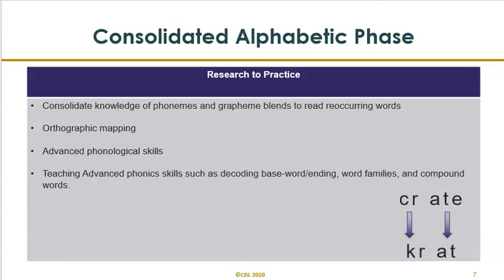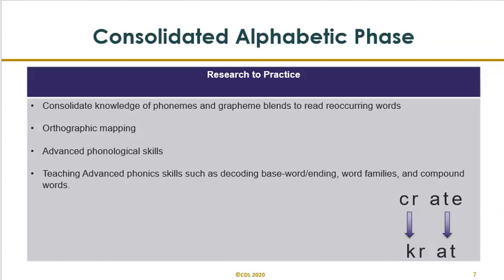In the consolidated alphabetic phase, this is where you consolidate knowledge of phonemes and graphemes to blend and read reoccurring words. This is where students are getting strong in orthographic mapping, where they're really digging into advanced phonological skills. And this is where a teacher is working on advanced phonics skills such as decoding, base words, endings, word families, and compound words. Students are really remembering between multi-letter units and syllabic units. Students start chunking to decode rather than looking at individual phonemes.